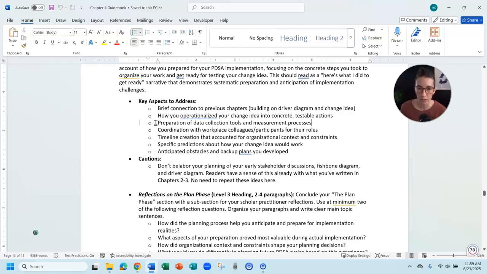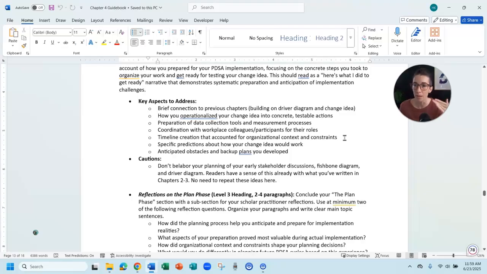Like how did you prepare your tools, your instruments, your measurement processes? Did you take any steps to coordinate with your workplace colleagues or participants for their roles? Did this involve recruitment? Did you have to coordinate with other people within your organization? Like you might have had a stakeholder researcher team, steps that you did there. The timeline creation that accounted for organizational context and constraints.